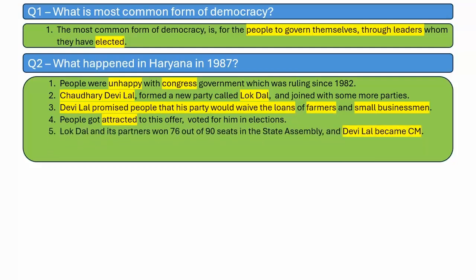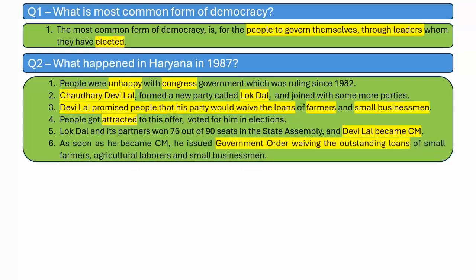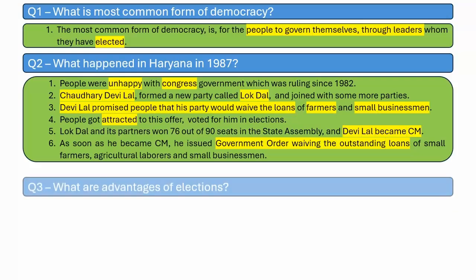The Lok Dal, that is Chaudhry Devilal's party, won a majority, 76 out of 90 seats in the state assembly, and Devilal became CM. As soon as he became the CM, he issued a government order waiving the outstanding loans of small farmers, agricultural laborers, and small businessmen.